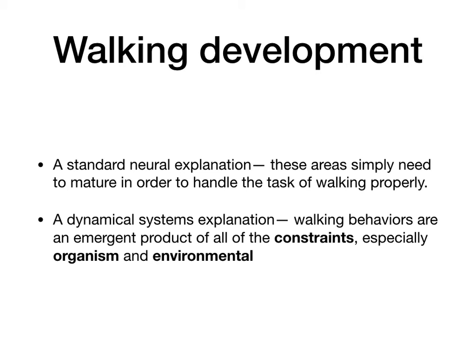There is an interesting dynamical systems explanation, which is that the walking behavior only falls out of our system and our environment when the constraints of our environment and system allow for it. In particular, the organism and the environment. So the task is walking. Why do we sometimes try and why do we sometimes not as we're developing as children?